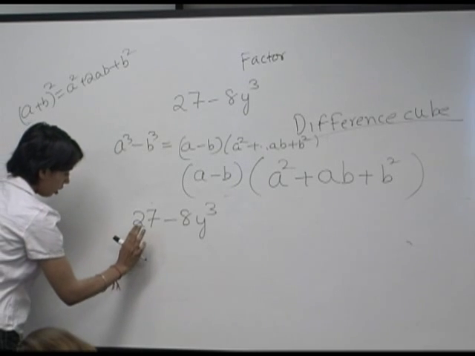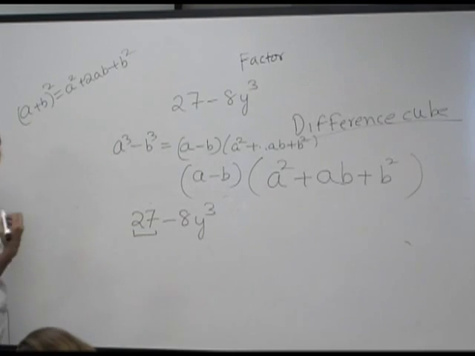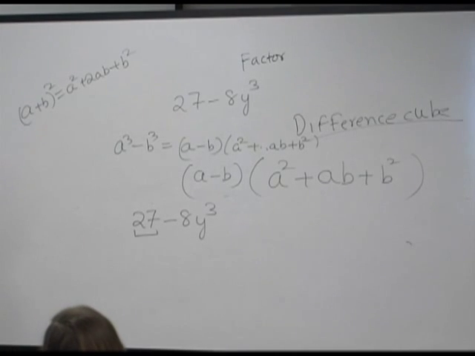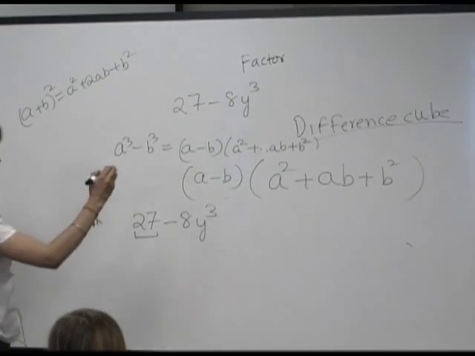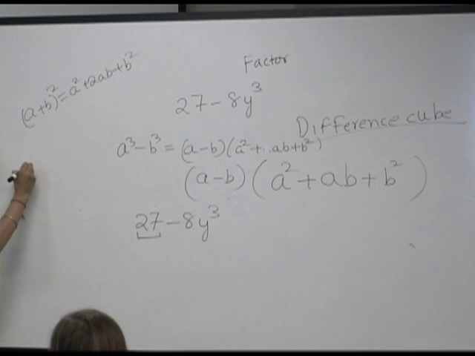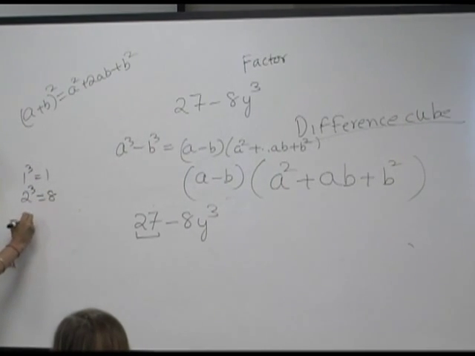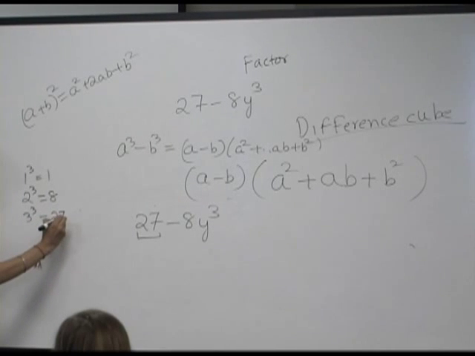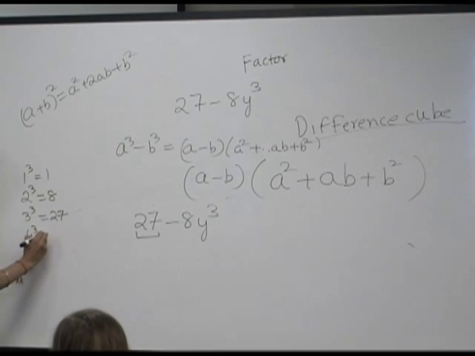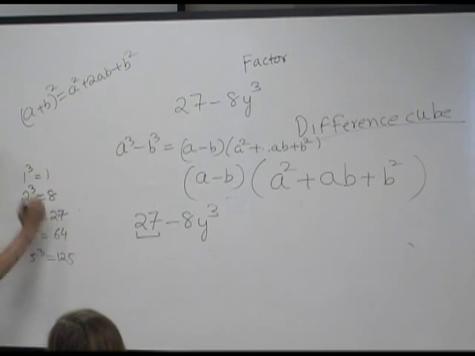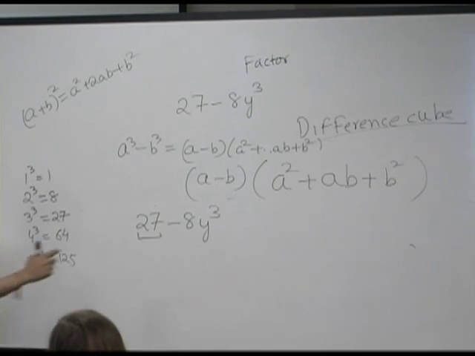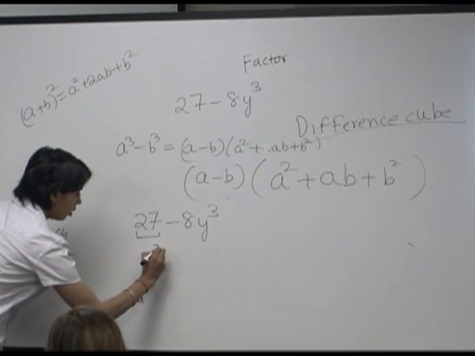How can I get 27? First thing is, 27 is the cube of what number? Everyone okay with this? Remember a few cubes at least. 1 cube is 1, 2 cube is 8, 3 cube is 27, 4 cube is 64, 5 cube is 125 and so on. Alright, so 27 is the cube of 3.